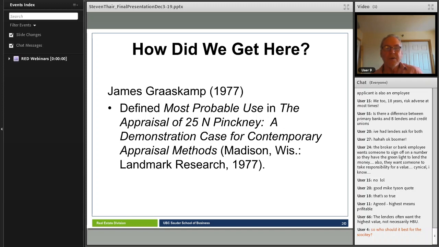But then we go to the resolution of the issues between space suppliers, space developers, or space users, and infrastructure and special ed. So he is the guy. Most of what I said was James Graskamp's work.